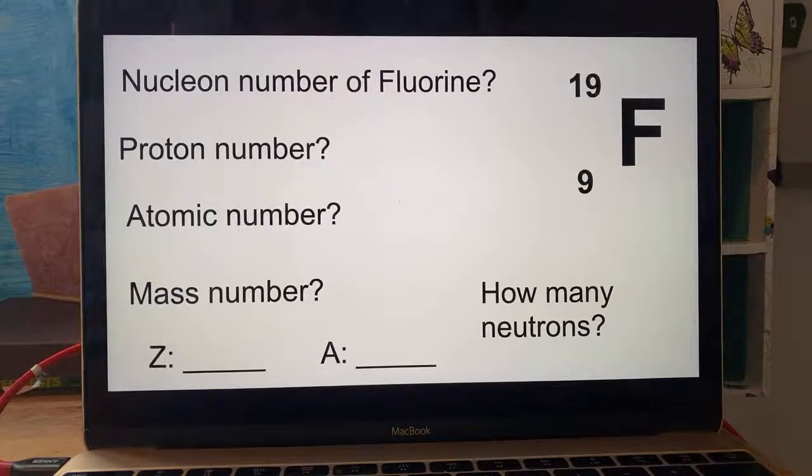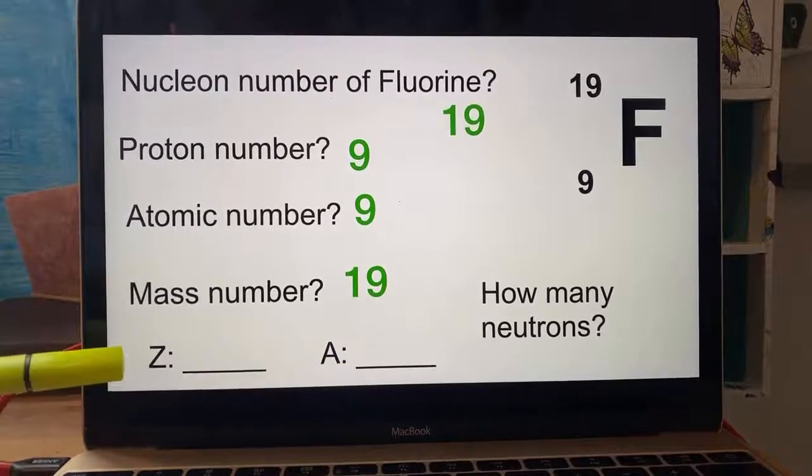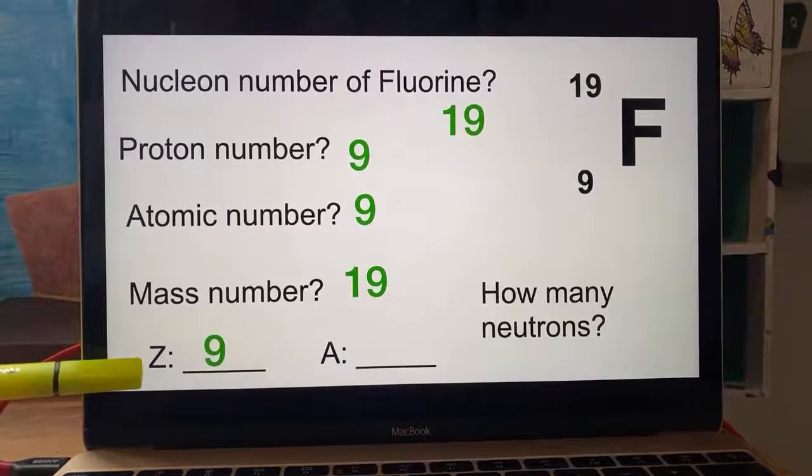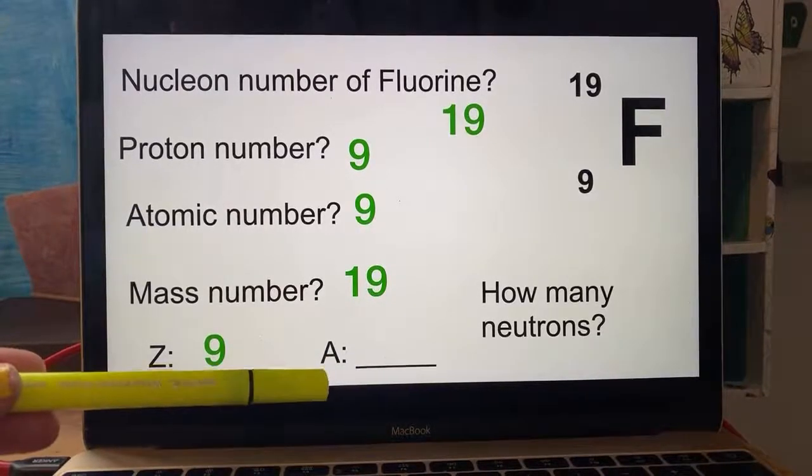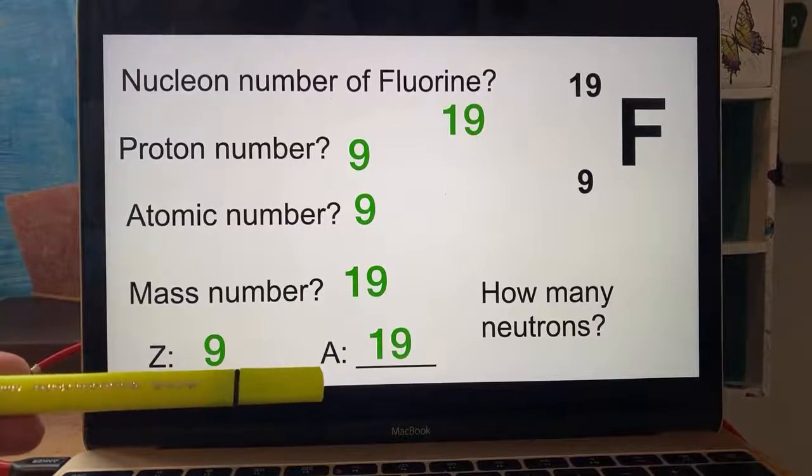So the nucleon number of fluorine is how many protons and neutrons it's got all together. So that's going to be the bigger number, right? So it's 19. The proton number is how many protons it's got, which is going to be smaller. So that is 9. The atomic number is the same as the proton number, so that is also 9. And the mass number is the same as the nucleon number, so that is 19. And A is not atomic number, so Z is atomic number, so Z is also 9. A is the mass number, so that's 19.